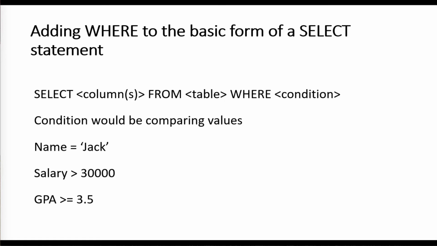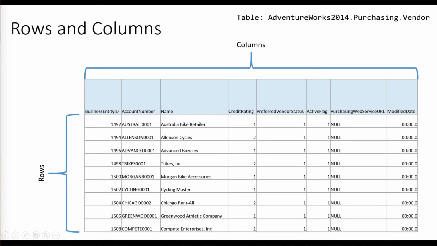This is the syntax. So we learned already select some set of columns from some table. Now we can add a where clause. So we say where some condition. And the conditions typically are comparing values. Things like name equals Jack, or salary is greater than 3,000, or GPA is greater than or equal to 3.5.